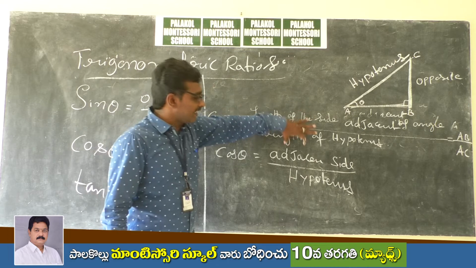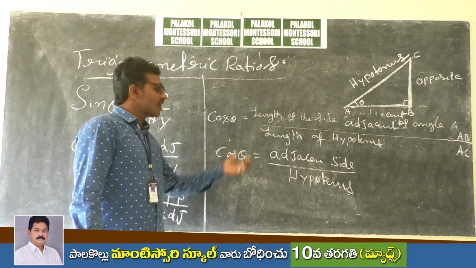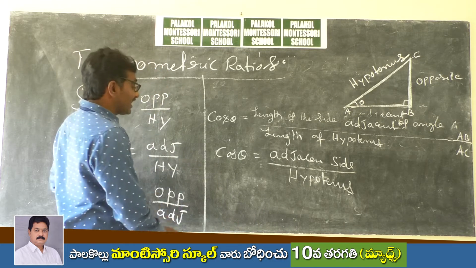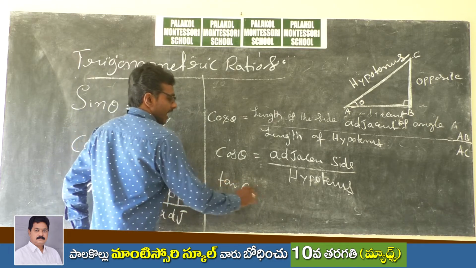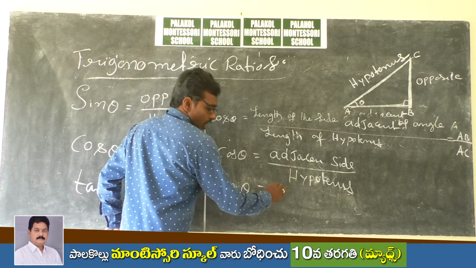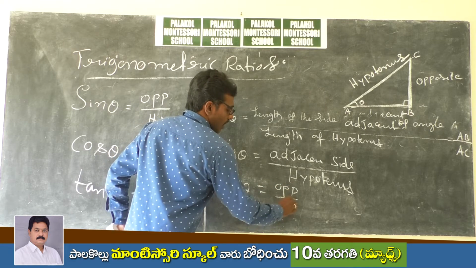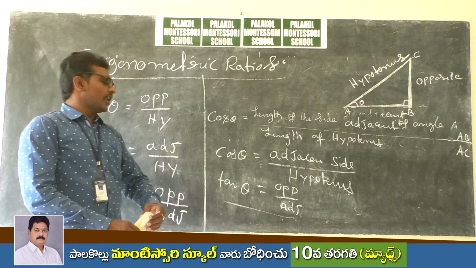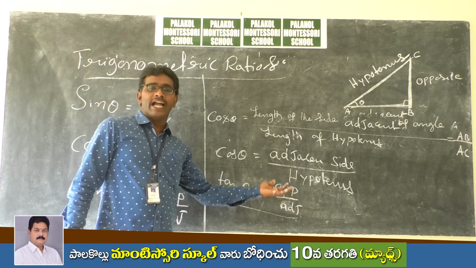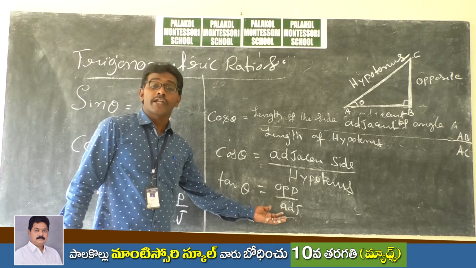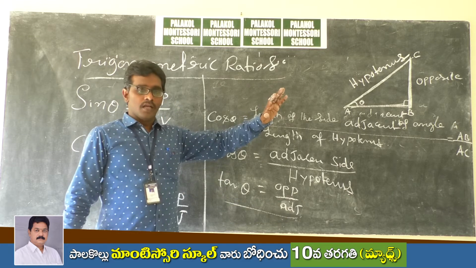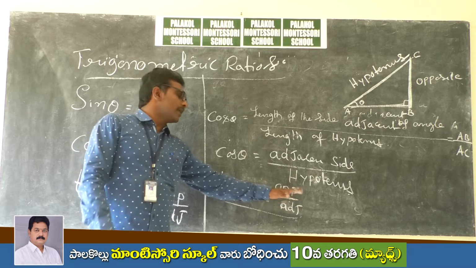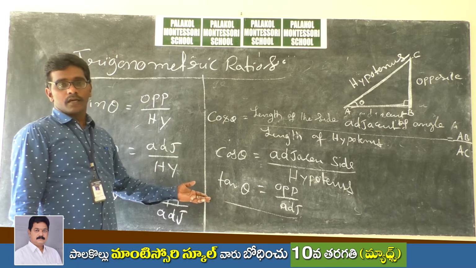Sine is taking the opposite side, but cos is taking the adjacent side only. Next one, tan theta. Tan theta is equal to opposite side by adjacent side. But how do you define the tan theta? The ratio of opposite side and adjacent side is a constant in all similar right angle triangles. Thus the ratio will be named tan theta.